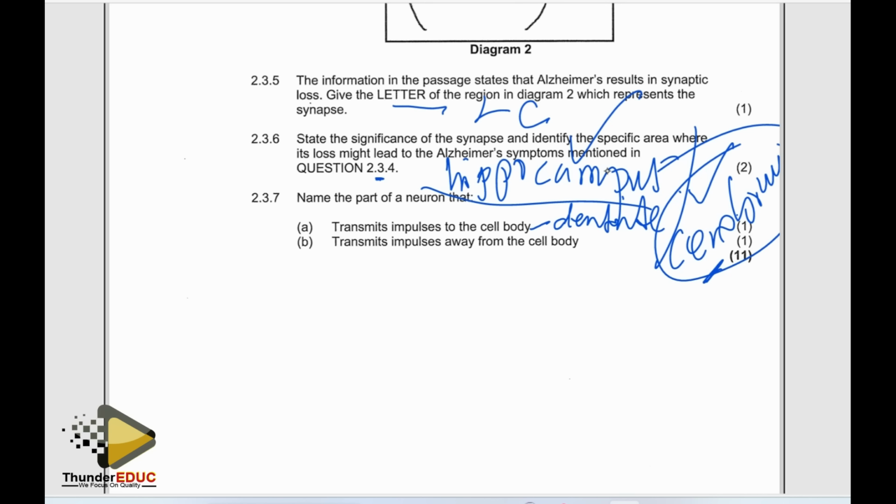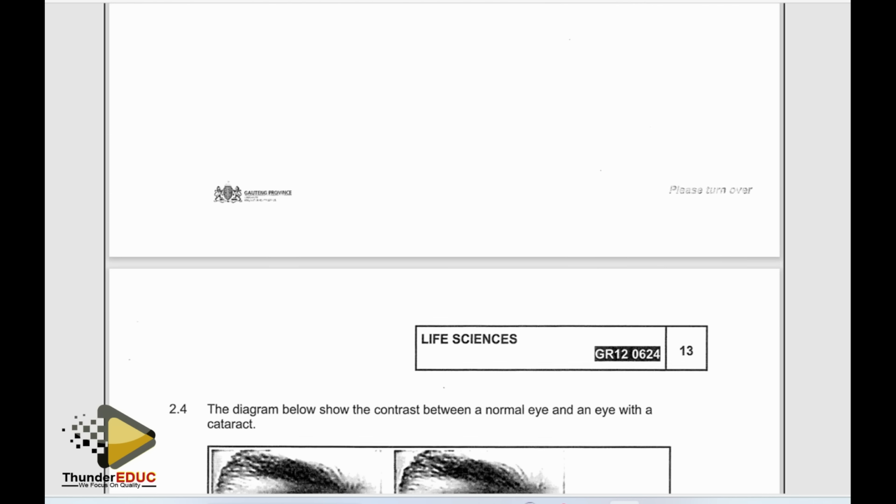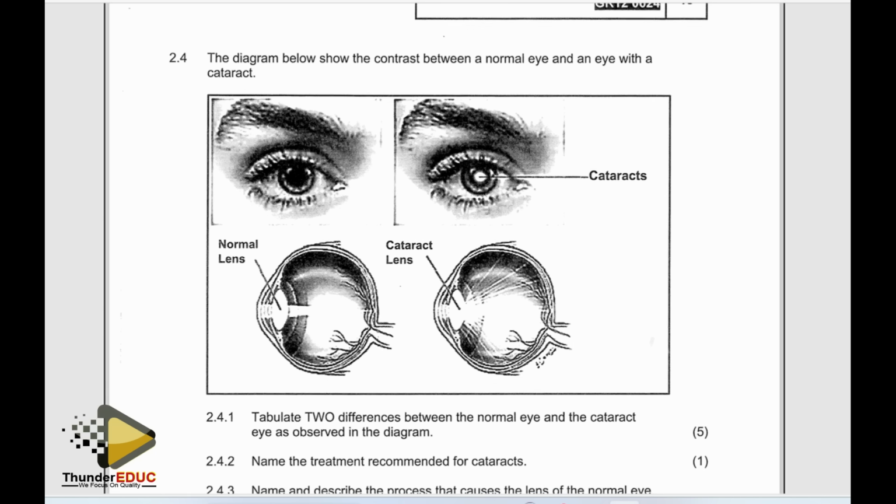You understand? Then from the cell body to the axon: dendrite, cell body, axon. You see? Then to the terminal branches of the axon. So it means that it transmits the impulse away from the cell body. That is the axon. Yes, I think guys we got it right. Thank you. We go to the next question.